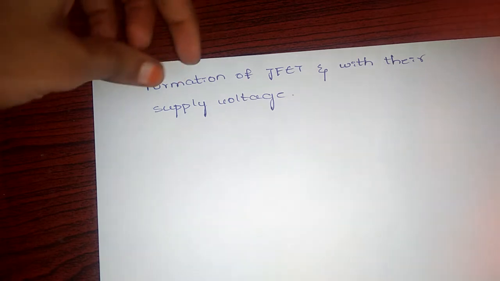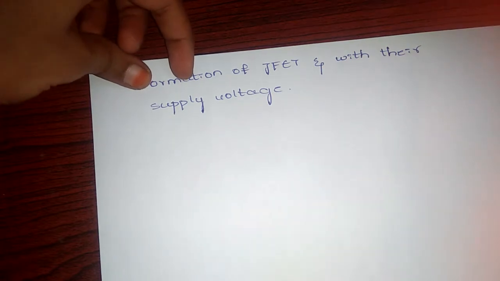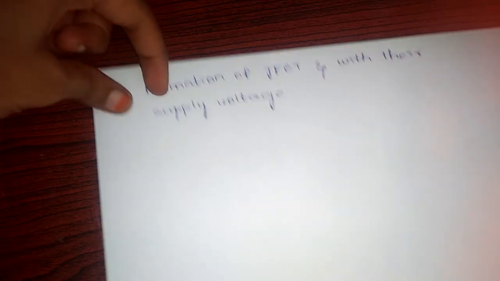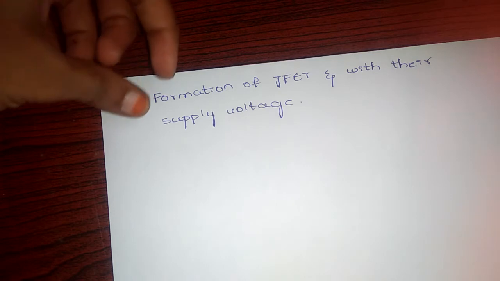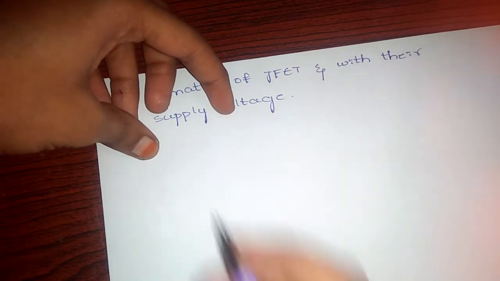So how is it formed? First, let's look. In the JFET we have two types: N channel JFET and P channel JFET. In most electronic circuits, the N channel JFET is preferred. Why? Because in an N channel, electrons are the majority charge carriers, and electrons have higher mobility than in a P channel. So the N channel JFET is mostly suitable and preferred.